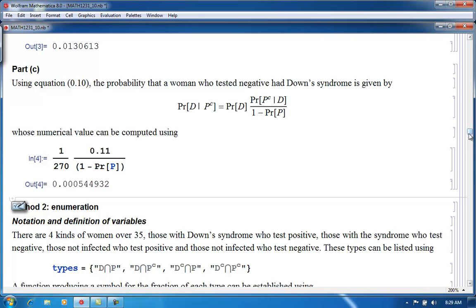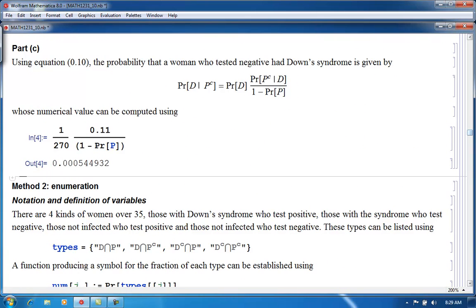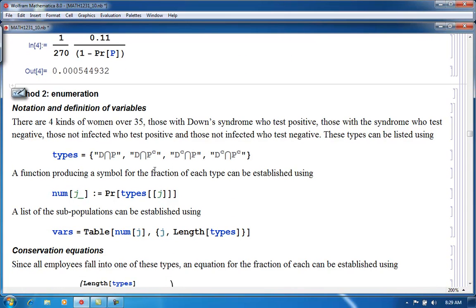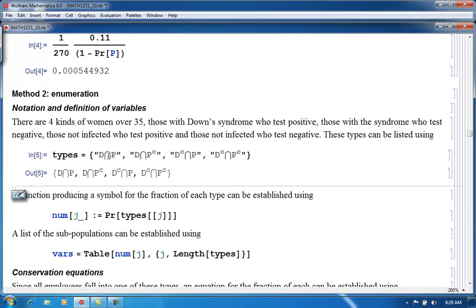There is another way to do them, which probably takes more time, but is kind of simpler. So I'm going to define 4 types of individuals for this problem: the group of women who test positive and have Down syndrome, the group of women that have Down syndrome and test negative, and then those that don't have Down syndrome that test positive, and then don't have Down syndrome and test negative. And all the women in the sample will belong to one of those classes.